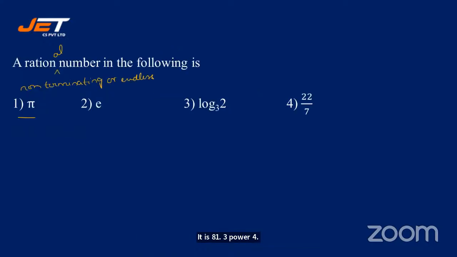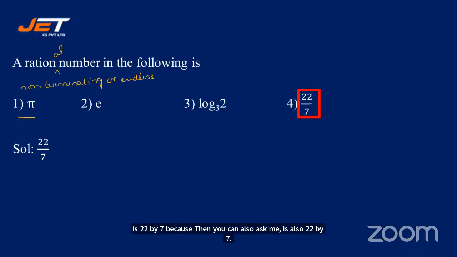A rational number in the following is dash. Is it pi? Is it e? Is it log 2 base e? Or is it 22 by 7? Right? So here I would like to disclose the answer as it is 22 by 7, because then you can also ask me, ma'am, pi is also 22 by 7. So then you should also put answer 1, that is pi, also as a rational number.